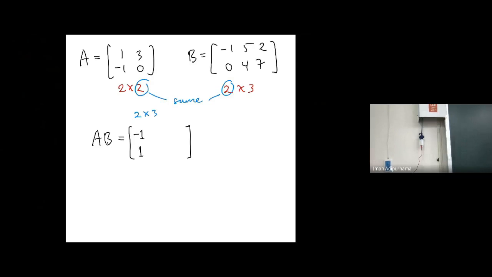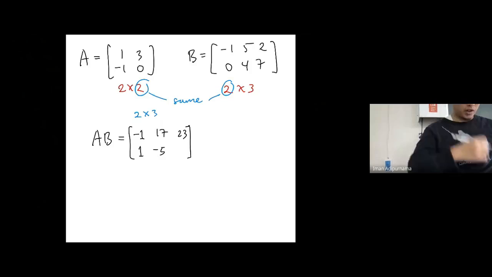And then 1, 3 with 5, 4. 1 times 5 is 5 plus 12. 5 plus 12 is 17. And negative 1, 0 with 5, 4: negative 1 times 5 is negative 5, 0, so negative 5. 1, 3, and 2, 7. 1 multiplied by 2 is 2 plus 21, 23. And then negative 1, 0 with 2, 7 is negative 2.